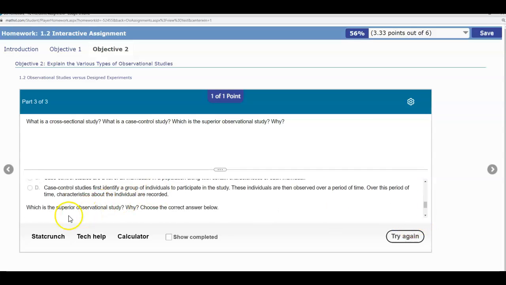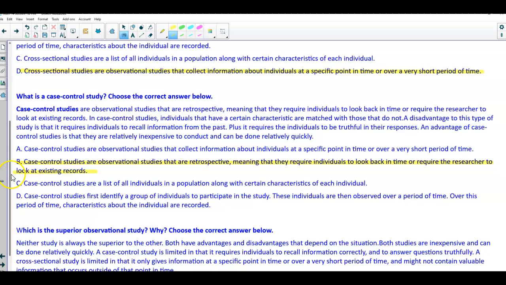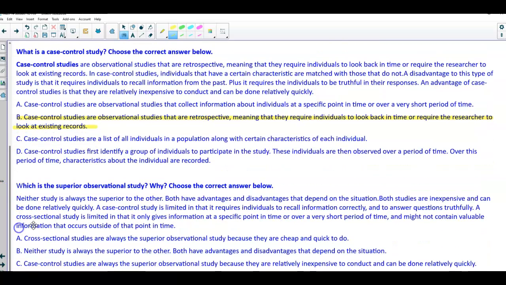Okay, next question. It says, which is the superior observational study and why? So, neither study is always superior to the other. Both have advantages and disadvantages that depend on the situation. Both studies are inexpensive and can be done relatively quickly. A case control study is limited in that it requires individuals to recall information correctly and to answer questions truthfully.